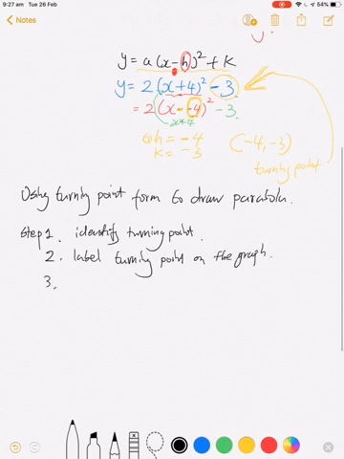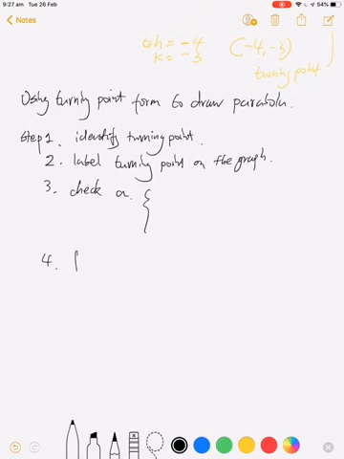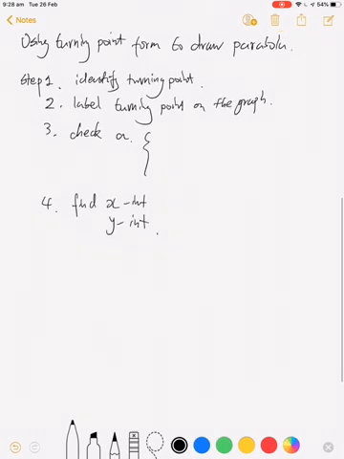And step 3, check the a value. Okay, and we're gonna come back later. And step 4, find x-intercept and find y-intercept. Okay, so now let's do one example in your booklet.